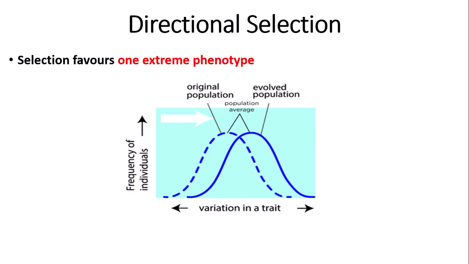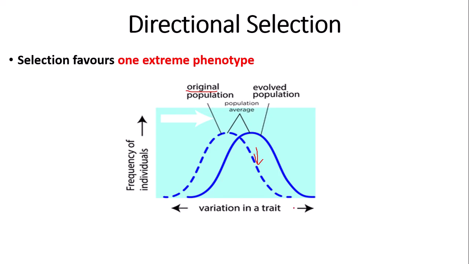And it would have this effect on a normal distribution curve. So on the x-axis we have the variation in the trait, and on the y-axis we have frequency of individuals. So if I just get my pen tool out, the original population here is denoted by the dotted graph. So the organisms with the long necks, these will be about here, because the variation is larger.